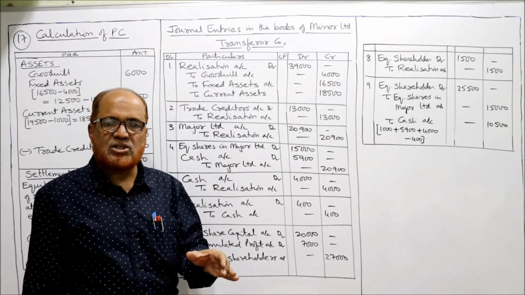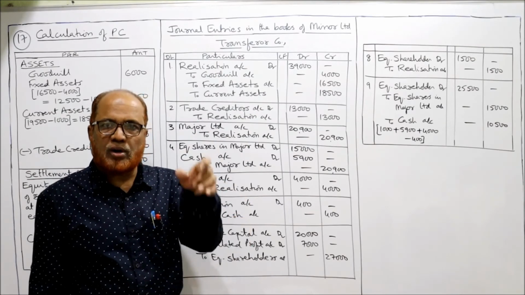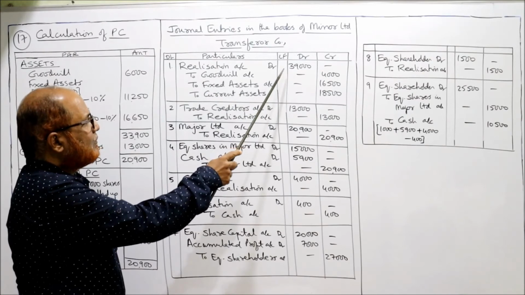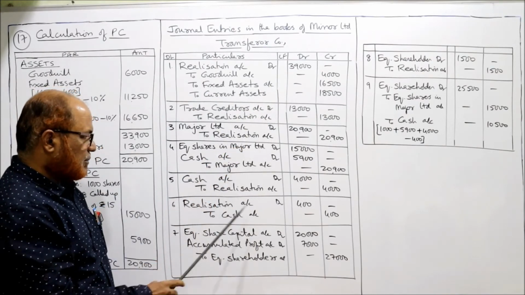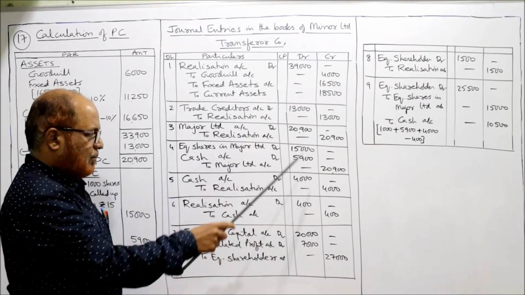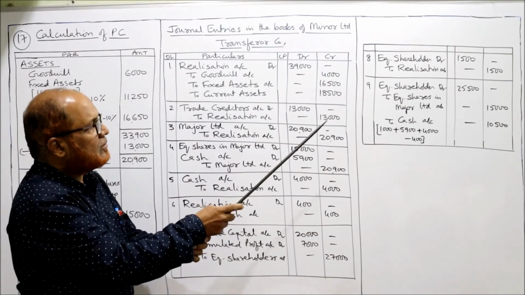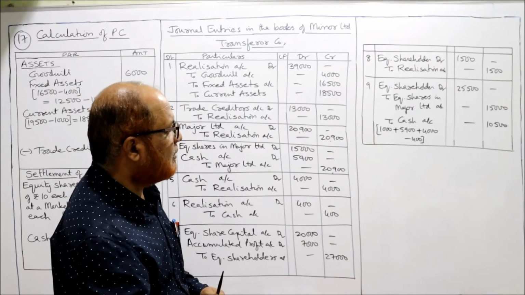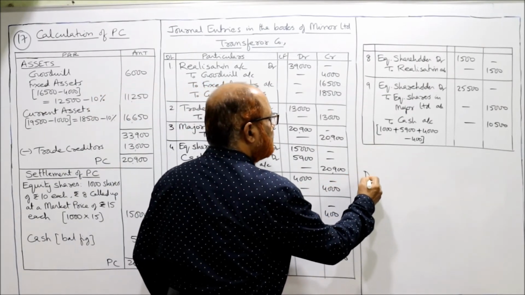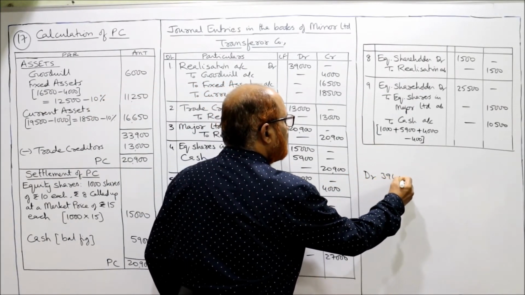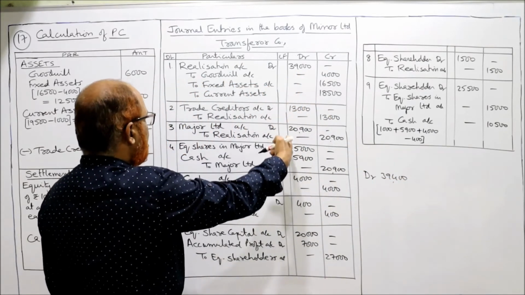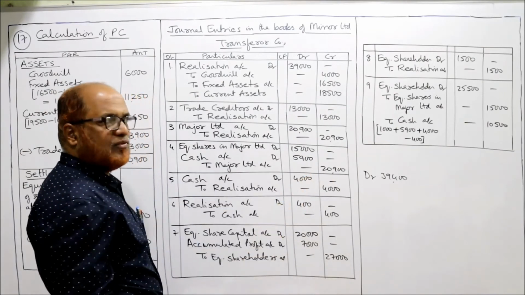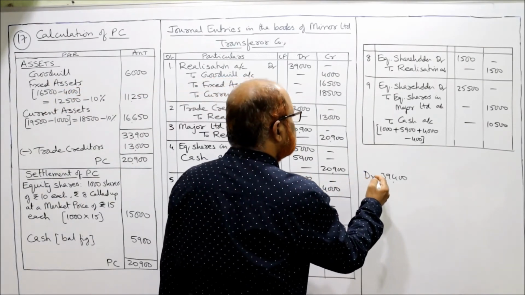Now we have to make a realization account and see debit side is more or credit side is more. यहाँ पर realization account is debited 39,000. Then realization account is debited 400. So 39,000 plus 400, only two times. So 39,400 is on debit side. Now credit side.